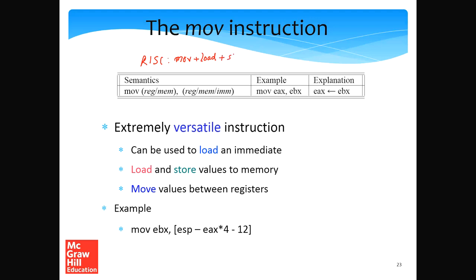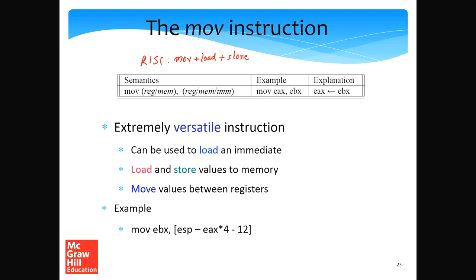And it's also a store. It can store something from a register to a memory address. So the move instruction in x86 is equivalent to a RISC move, a load, and a store all combined into one. So what is the semantics?